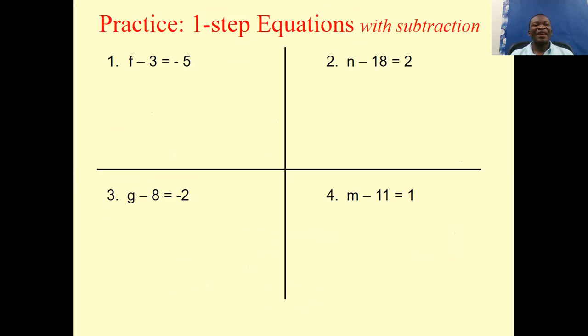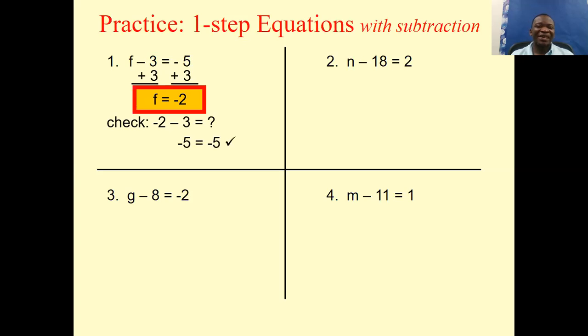F minus 3 equals -5. Our variable is f. Our operation is subtraction. The inverse of subtraction is addition. We have to add 3 to both the left-hand side and the right-hand side. We have f equals -2. Okay, we check. We substitute -2 into the original equation. -2 minus 3, that gives us what? -5. The left-hand side equals -5, the right-hand side equals -5. So it shows that our equation is balanced.